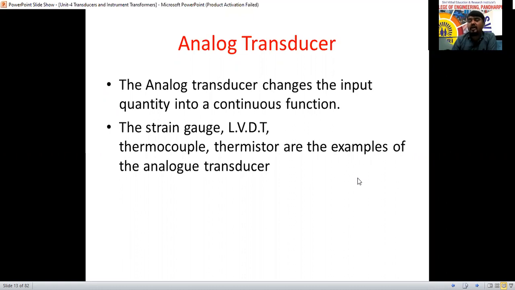But the analog is not like that. It is continuous; it is going to shift over. So analog is nothing but a continuous function. The analog transducer changes its input quantity into a continuous function. The strain gauge is an example, LVDT is an example, thermocouples and thermistors are examples of analog transducers. I will show the LVDT; we will discuss that. Okay, that is analog.